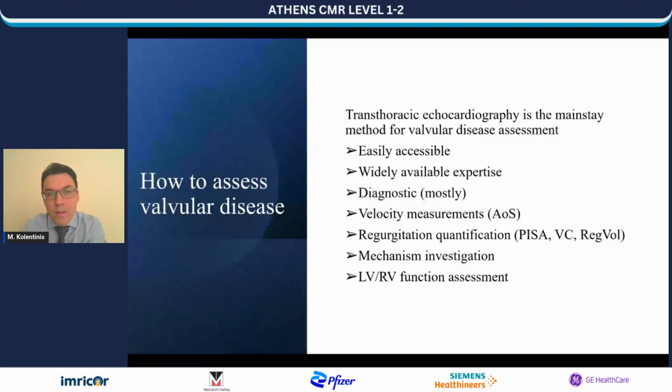Well, we all know that transthoracic echocardiogram is a mainstay method for valvular disease assessment. There are several good reasons for that. It's the first method that was used for valvular assessment. It's easily accessible nowadays with widely available expertise. Most of the time, especially for stenosis, it's very diagnostic. With Doppler imaging, you can very well measure maximum velocity, and you can somewhat quantify regurgitation using various methods such as PISA, vena contracta, and so on.